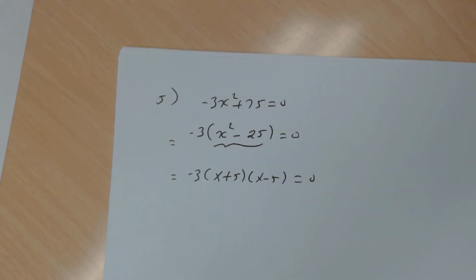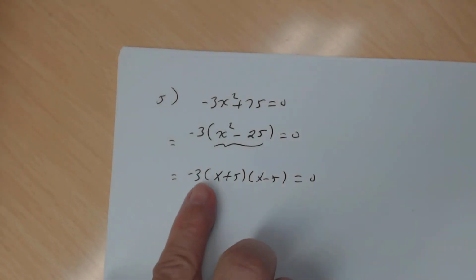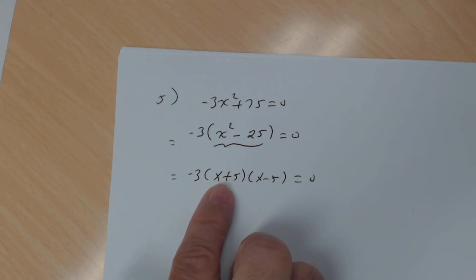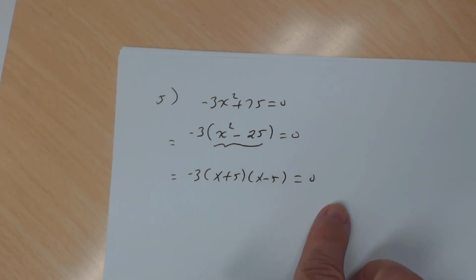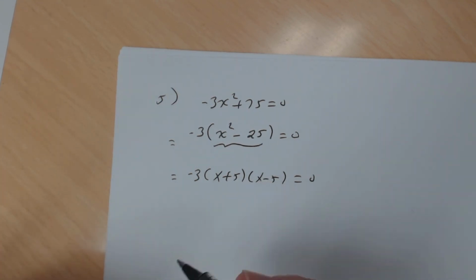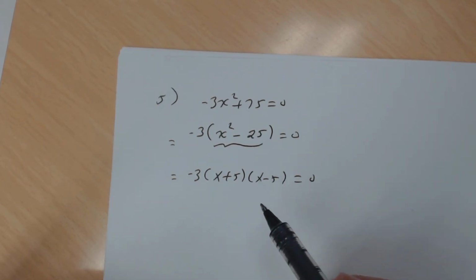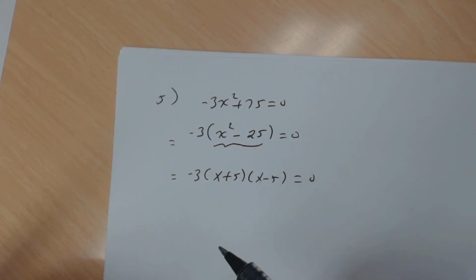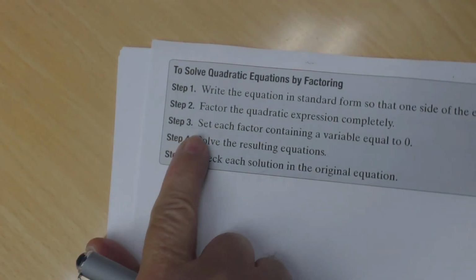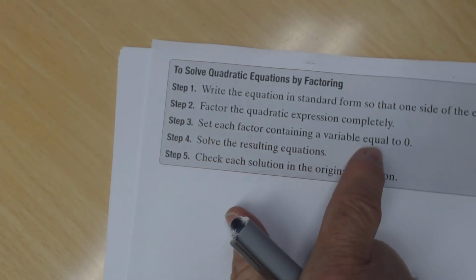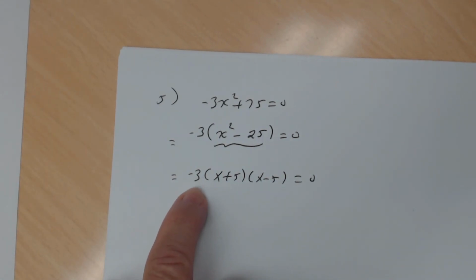Okay? All right, now I want you to notice something. So technically you have three factors here. You have negative 3 as a factor, you have x plus 5 as a factor, and you have x minus 5 as a factor. And remember, the zero factor property says you set each factor equal to 0. But when we say that we set each factor equal to 0, we're considering that those factors have to have variables in it. So that's why you'll see in this step, it says set each factor containing a variable equal to 0.